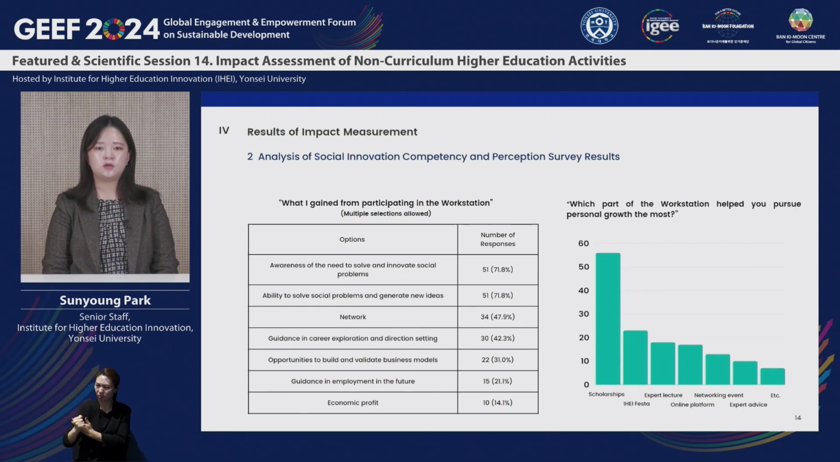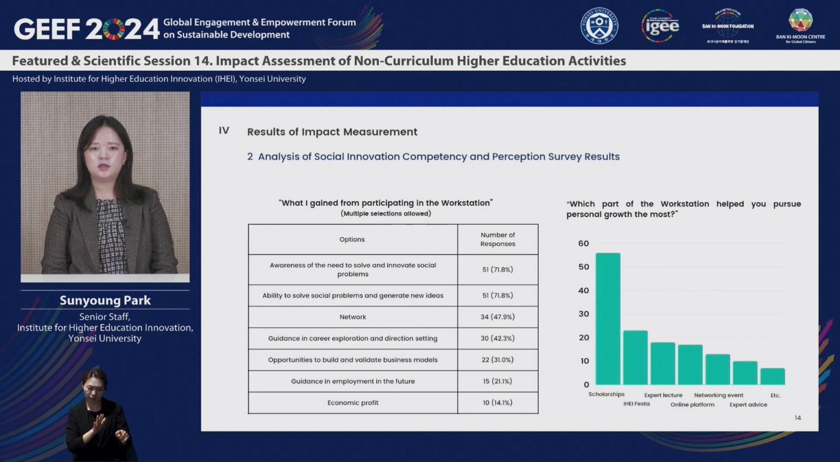The survey results show that the highest proportion of respondents identified the perception of the need to address societal issues and the capacity to generate new ideas as the most significant outcomes gained through participation in the workstation. Following this, respondents also highlighted networking opportunities, career exploration, and guidance as valuable aspects of the program. These responses substantiate the educational outcome defined in the impact structure.